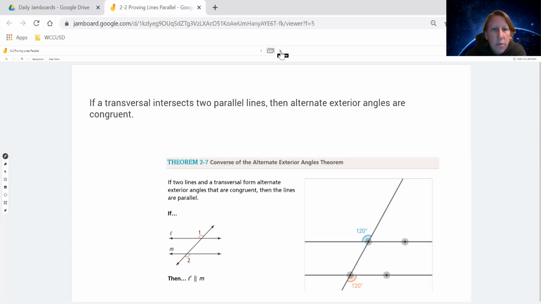All right, and the last one of the 4 that uses the vocabulary is that if a transversal intersects 2 parallel lines, alternate exterior angles are congruent. That's true. If the lines are parallel, then these two are going to be congruent. And the converse is also true. So if these two are congruent, then that would force the lines to be parallel.